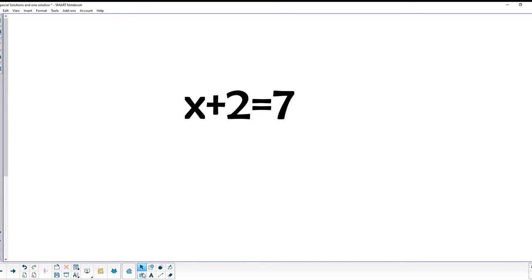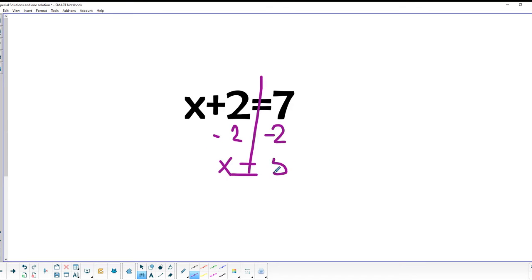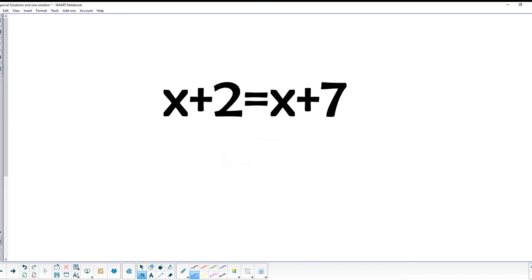This first problem looks very familiar, like one we're used to seeing. So I'm going to subtract 2 from both sides to get x by itself. And when I do that, I end up with x equals 5. So this only has one solution, and that solution is 5. Pretty straightforward with that one. Now how about this one?